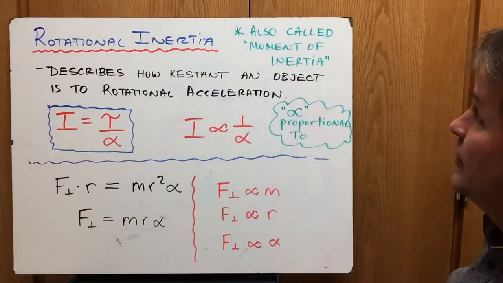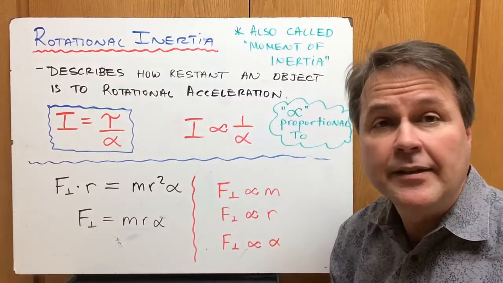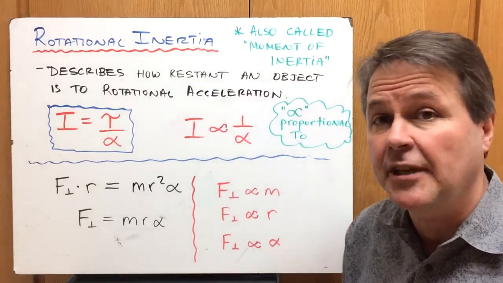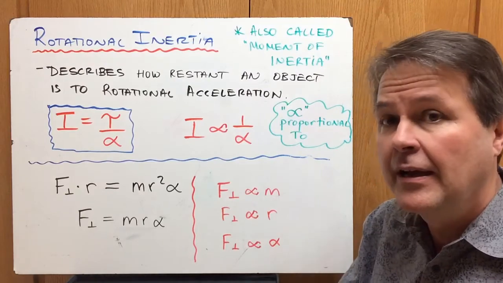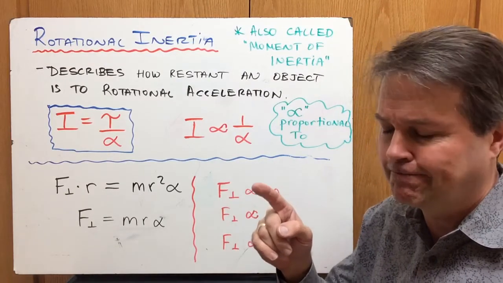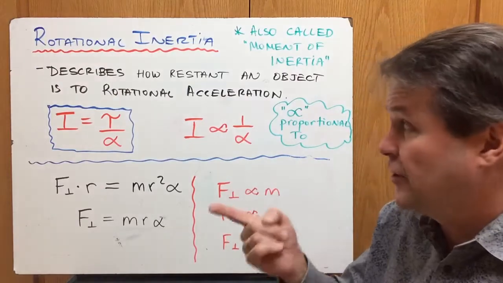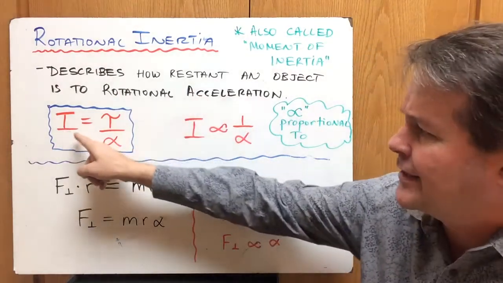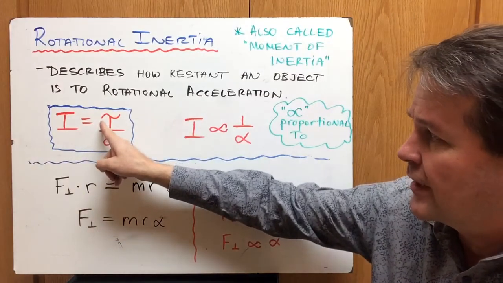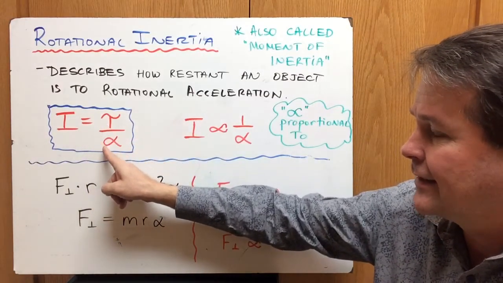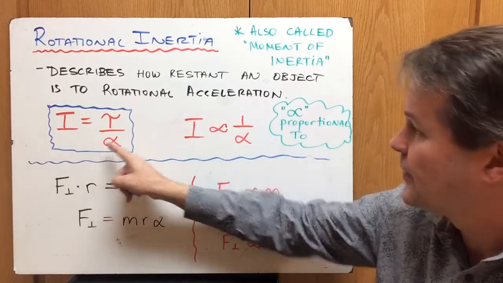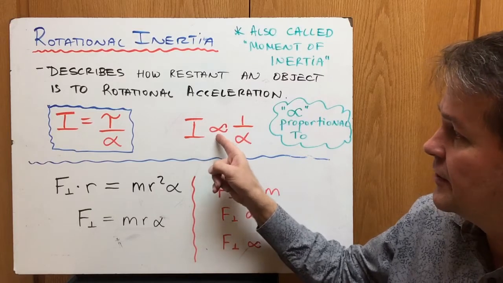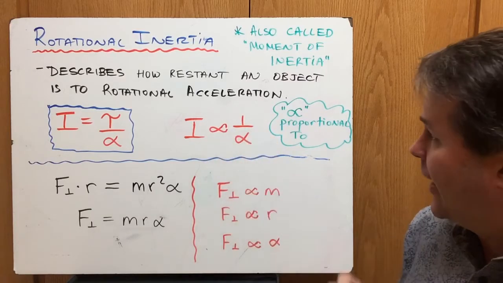Rotational inertia, we also call that the moment of inertia. That describes how resistant an object is to rotational acceleration. Not constant speed, not constant tangential speed or tangential velocity, but an acceleration. So I is equal to the ratio of the torque applied and the angular acceleration. So that means that the moment of inertia is proportional to 1 over alpha.